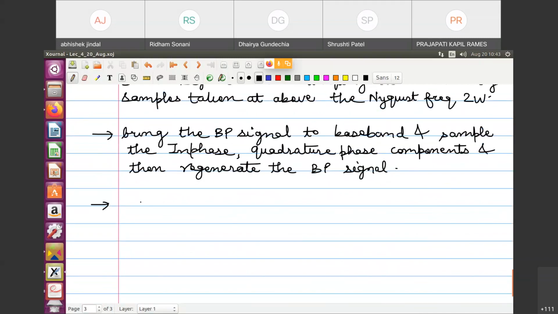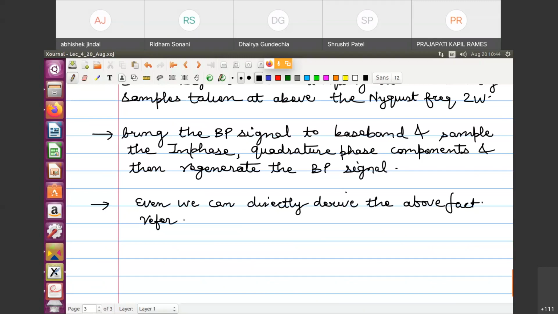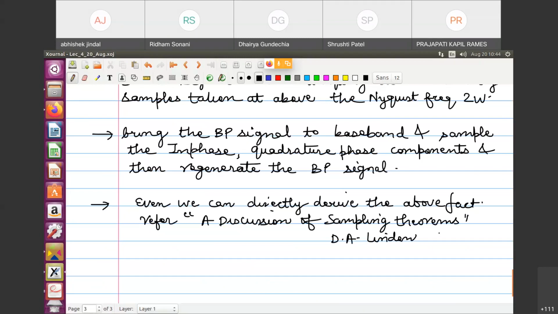Now, even directly we can derive the above fact. This is not required, but for the interested reader, I am giving the reference of a paper which discusses this quite well: A Discussion of Sampling Theorems. I will upload it in the class drive as well for those who are interested to read it. This is a paper written by D. Ellington, published in IRE in 1959. Quite an old paper, but a well written paper. For those who are interested, they can go and read it.